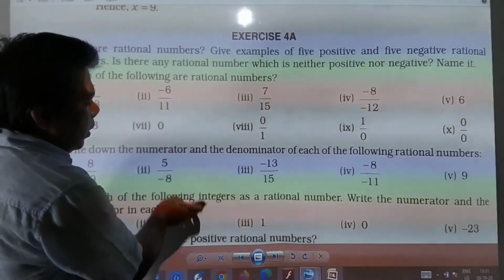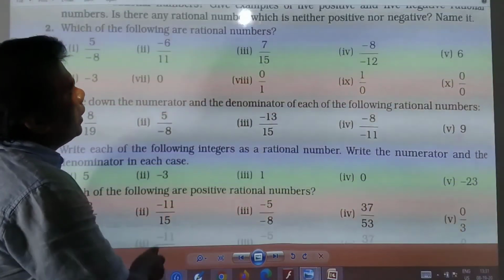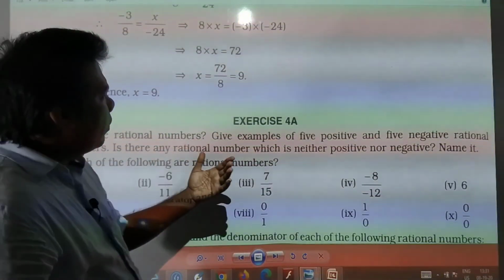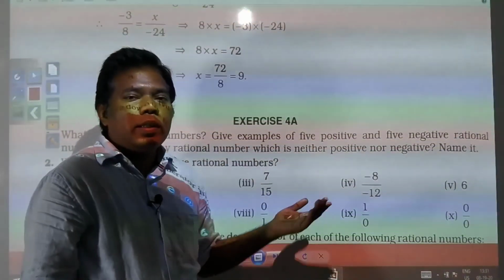Just start solving and try to complete this exercise, and next day we will see if any questions will be there from exercise 4a. We will see that, otherwise we will see next topic.